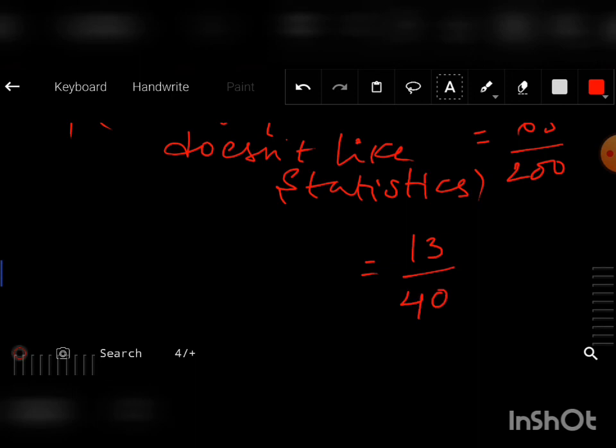So the probability of the student who likes the statistics subject is 27 by 40, and the probability of the students who don't like the statistics subject equals 13 by 40.